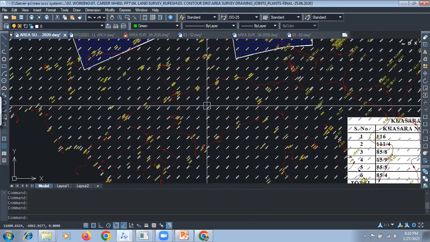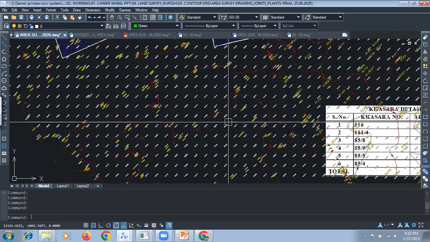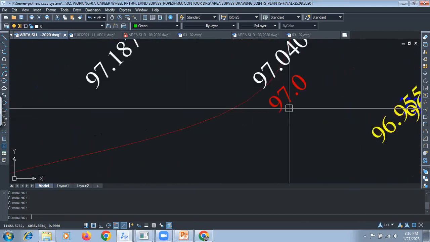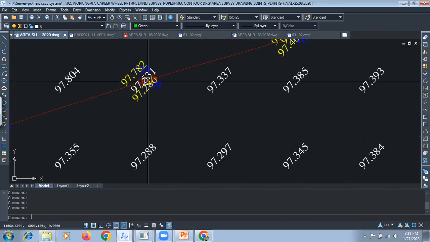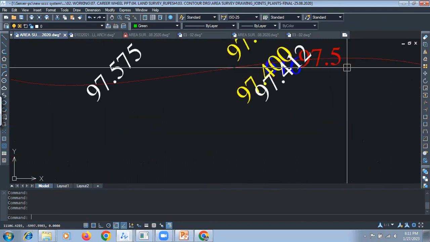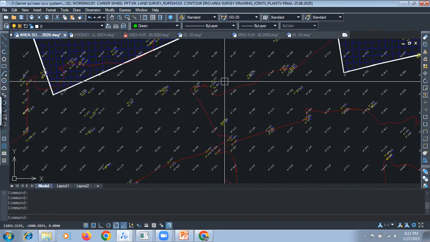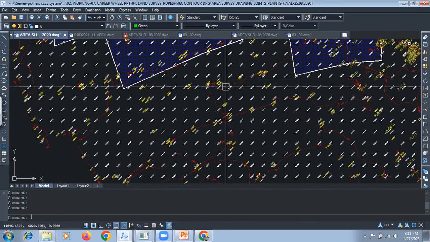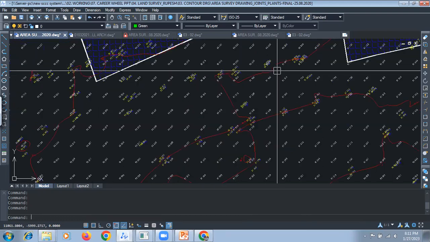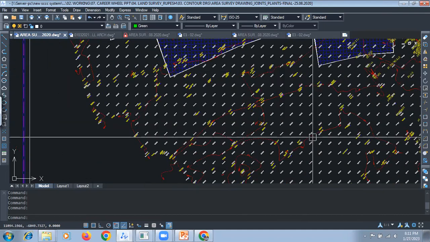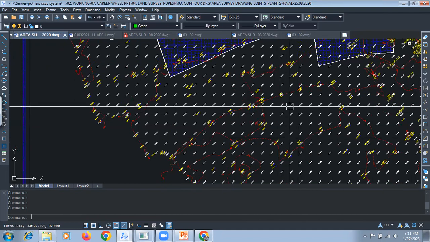Same, one more contour plan here. By looking at the plan itself, you will come to know. First I will see this is 97, so the contour of this is 97. Then here 97.5. Then 98. So how much is the contour interval? 98, 97.5, 97. So the contour interval is how much? 0.5 meter. So the level difference is only 0.5 meter, and the gap between two lines is too much. That means it is a nearly flat area.